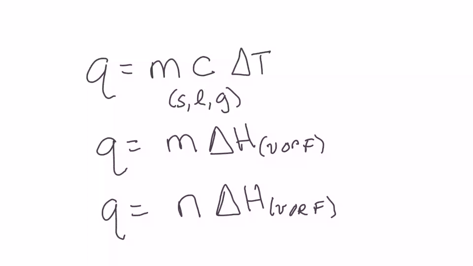From the other two videos and from discussions in class, you should recognize these three equations. The first one, Q equals MC delta T. The second one, Q equals M delta H. And the third one, Q equals N delta H. Now we're going to talk about when you use these equations.